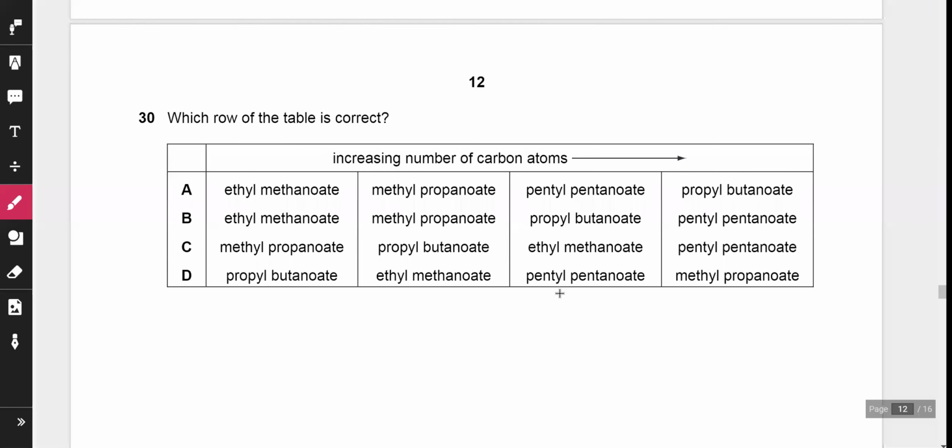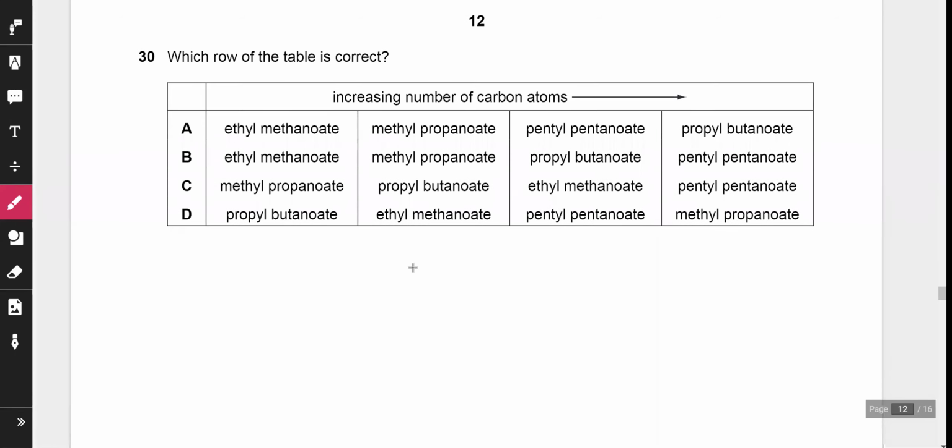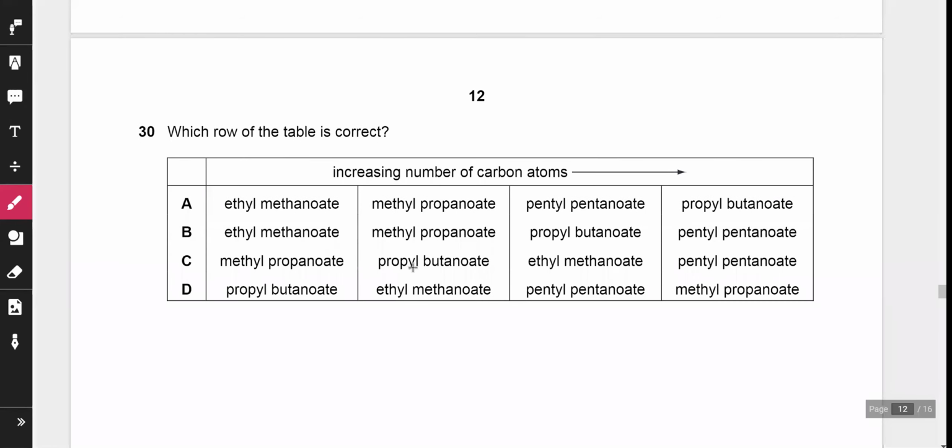Then you have, which row in the table correctly describes the increasing number of carbon atoms. That's an easy question as well. You can just figure out that eth is 2 carbon atoms, meth is 1 carbon atom, prop is 3 carbon atoms, pent is 5 carbon atoms, and the other side is also pent, that's 5 carbon atoms. Prop and but, that's 3 and 4. So that's not an increasing number. This is 10 carbon atoms. This is 7 carbon atoms. That's not increasing. So you can just figure out which one has increasing. We can skip this question.